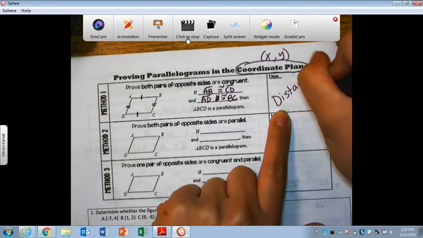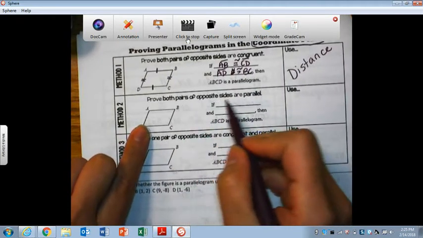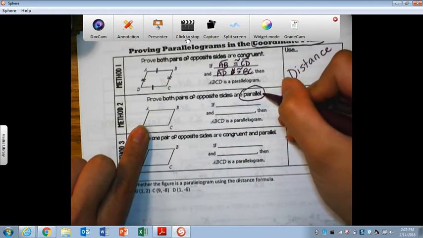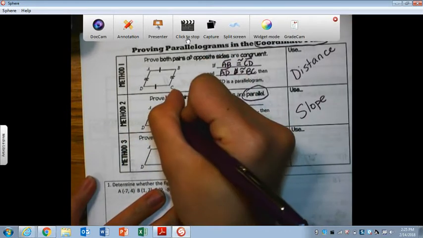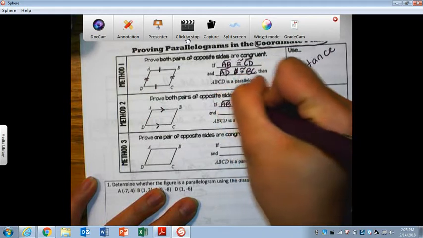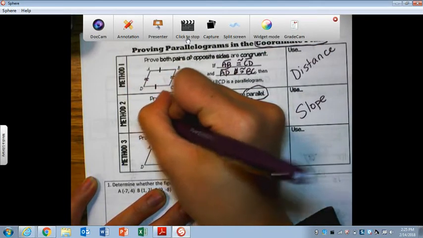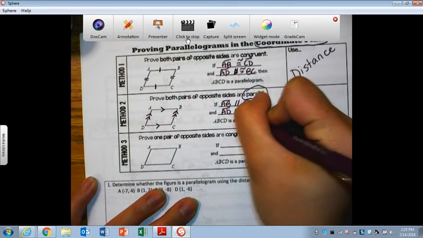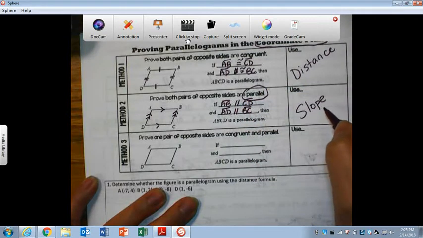Use distance. Here, you're going to prove both pairs of opposite sides are parallel. Well, you can only prove things parallel by using slope. So, you got to prove this to be parallel to that, AB parallel to CD, and AD parallel to BC. Okay, so again, you're going to use slope to prove things parallel.